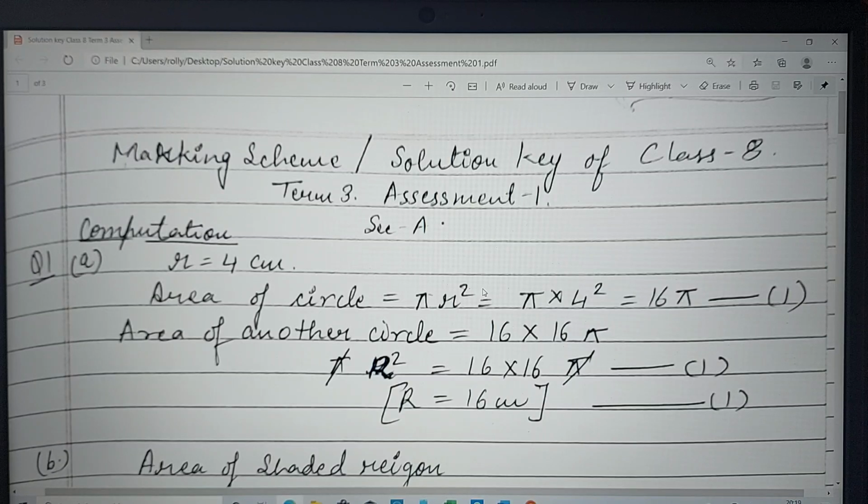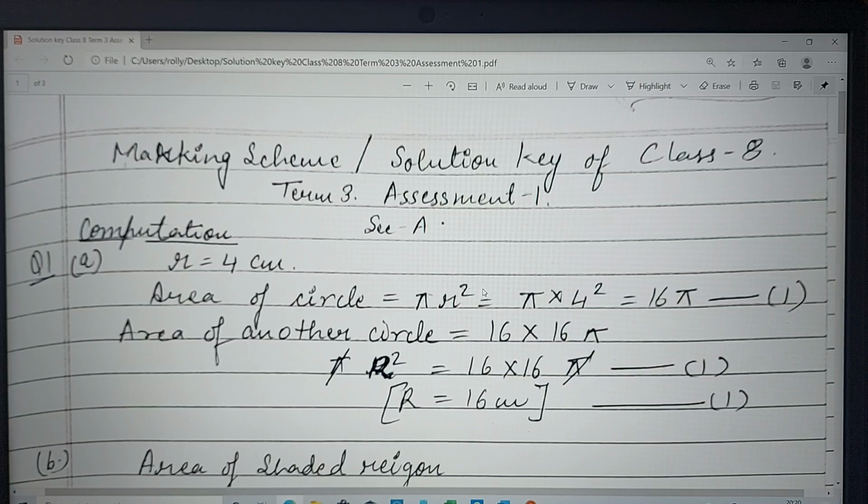So section A tested skill in computation, only computation was tested in section A, and section B tested application skill.